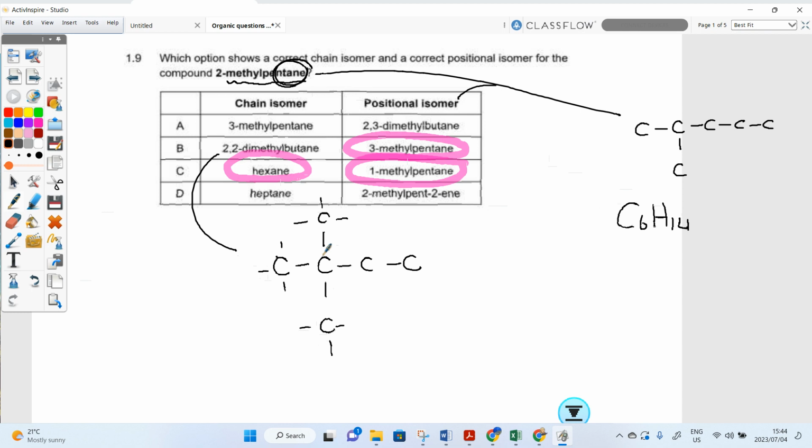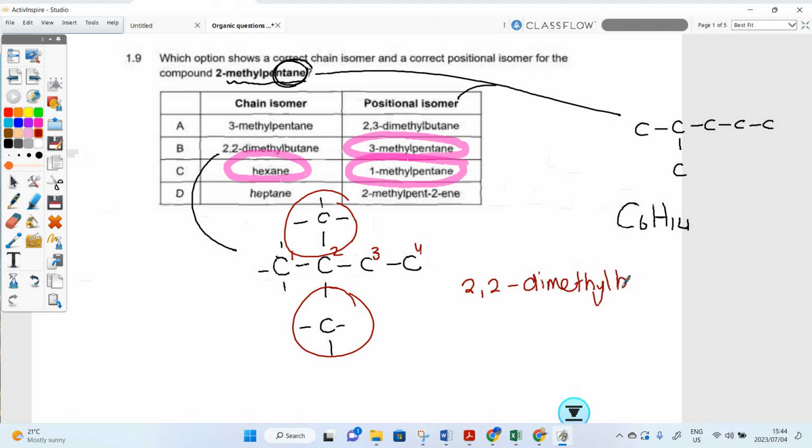So 1, 2, 3, that's not the longest chain. 1, 2, 3, 4. And I have to start closest to the side where something is going on. So I would go 1, 2, 3, 4. So there's a methyl group, there's a methyl group. So this thing's name will be 2,2-dimethylbutane. And that's the structural formula. The general formula will be C6H14.